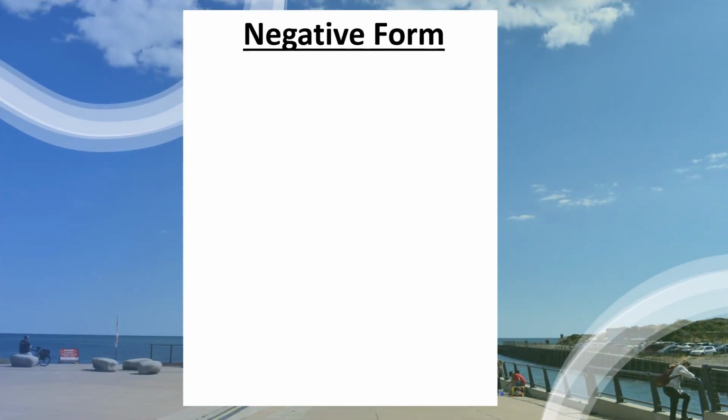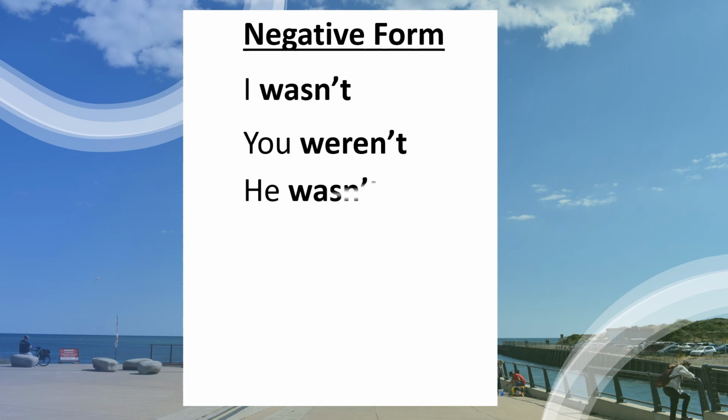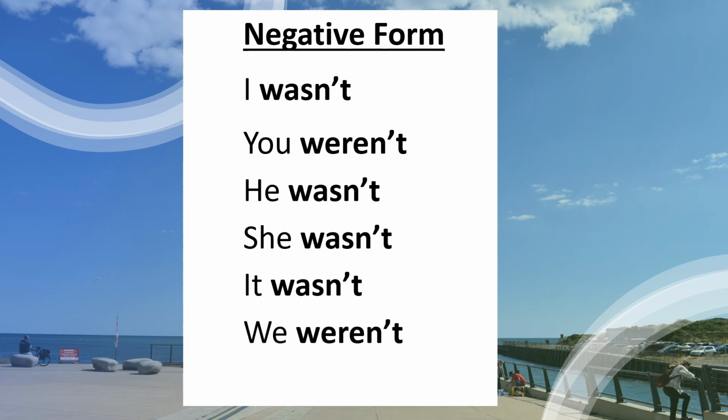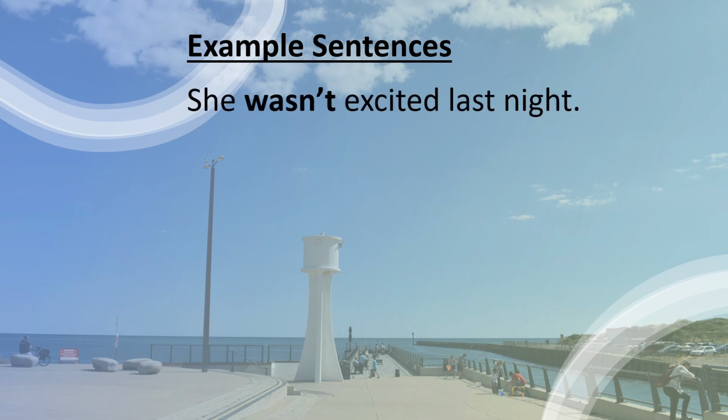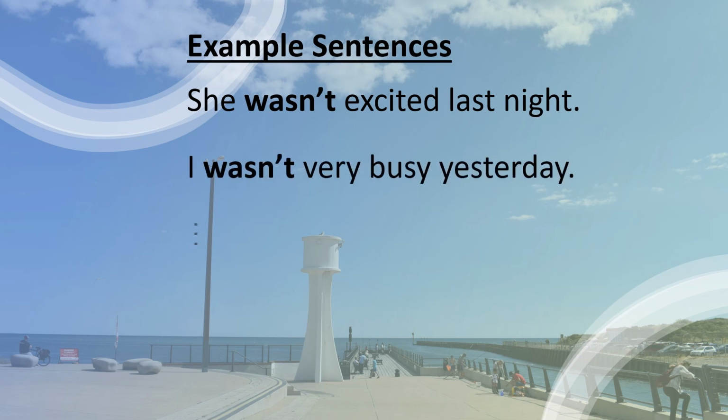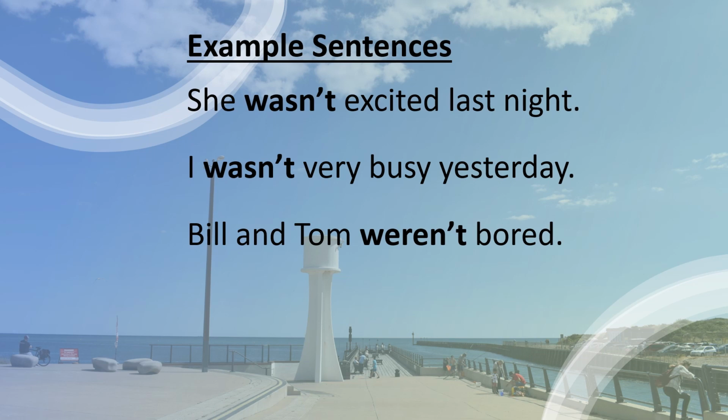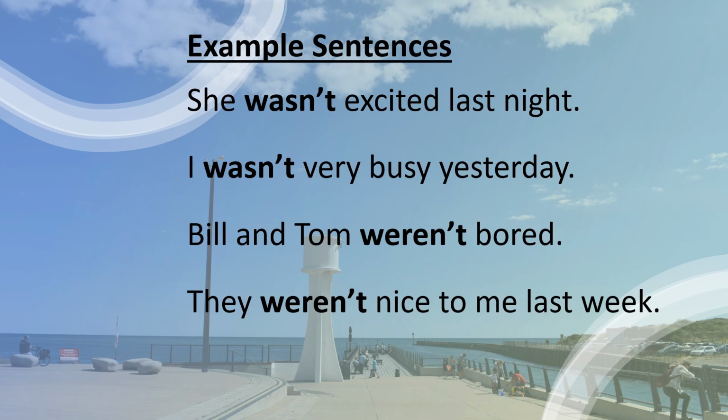Here's the negative form. We say, I wasn't, you weren't, he wasn't, she wasn't, it wasn't, we weren't, and they weren't. Here are some example sentences. She wasn't excited last night. I wasn't very busy yesterday. Bill and Tom weren't bored. They weren't nice to me last week.